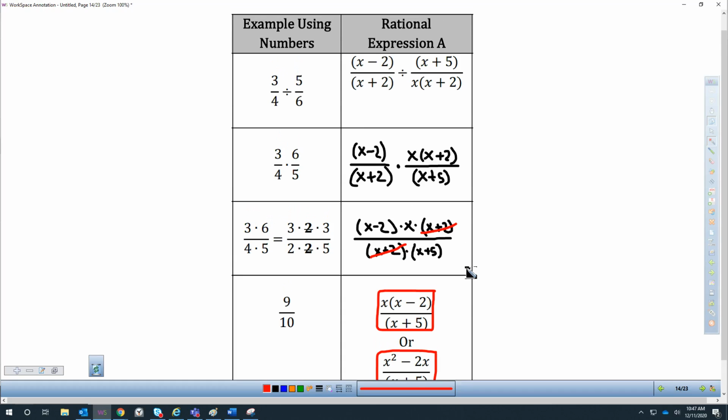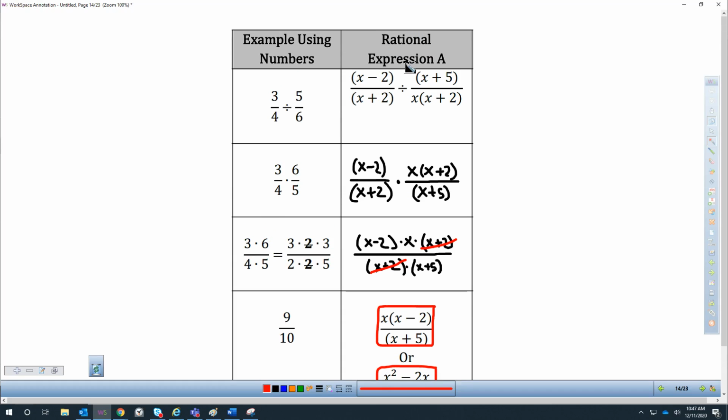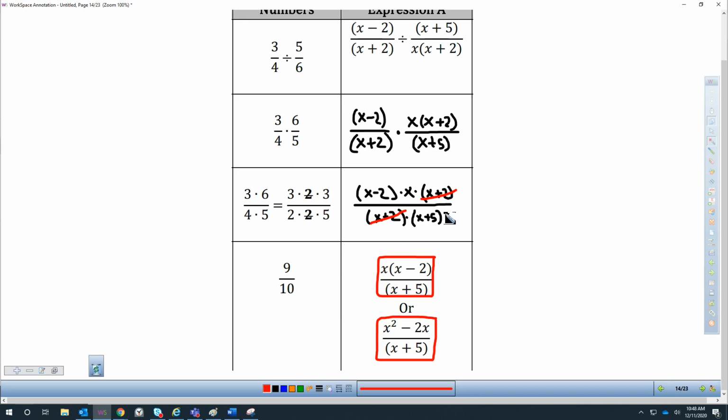There's your process for dividing rational expressions. So basically you just want to multiply by the reciprocal and then proceed like you do with multiplication. Write it as a single fraction and cancel out any common factors to simplify it.